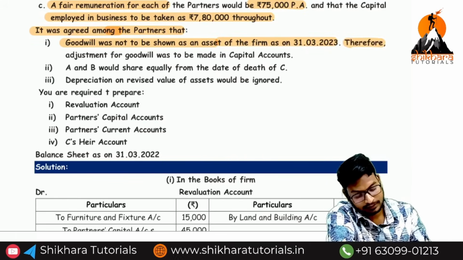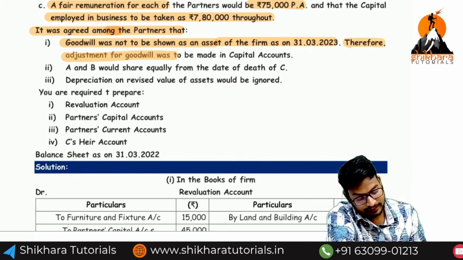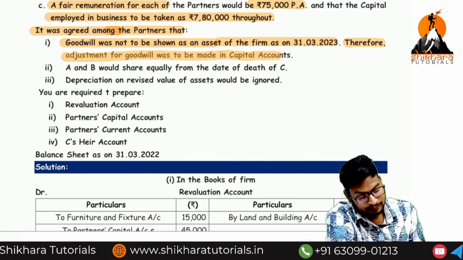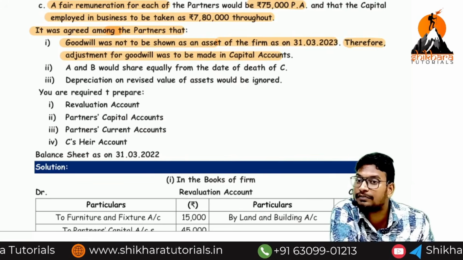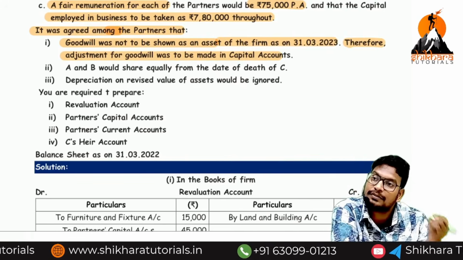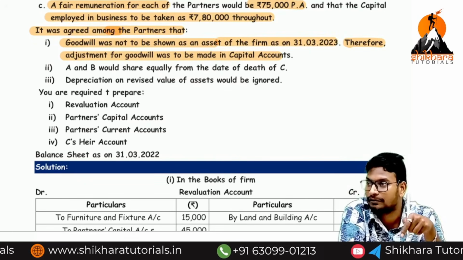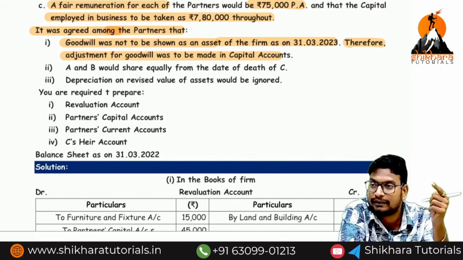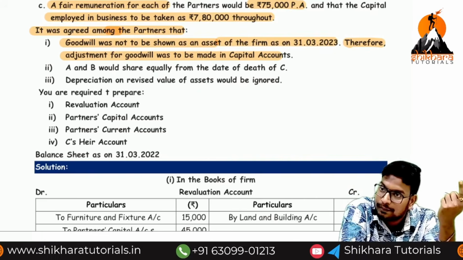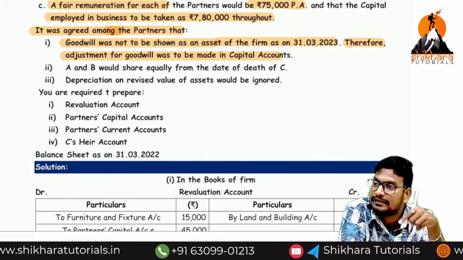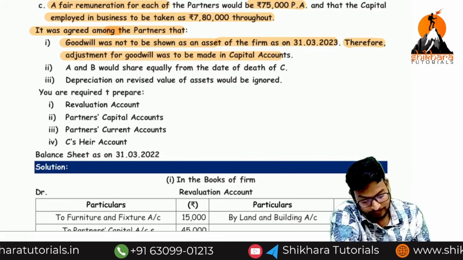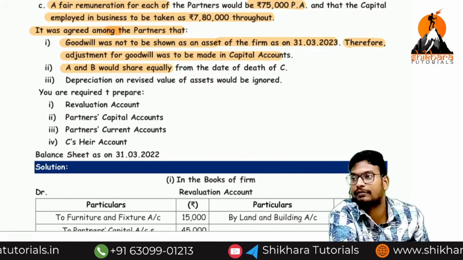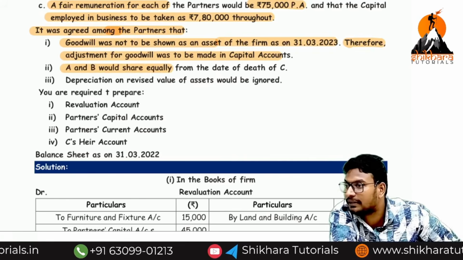Need to see. Therefore, the adjustment of goodwill was made in capital accounts. That means normally adjustment of goodwill will be made in the current account. But here they have told us to maintain what, ma? In the capital account. Okay, now we should not do the adjustment in the current account. Normally, where we will do the adjustment, amma? Current account. A and B would share equally. What they said, ma? A and B will share equally.